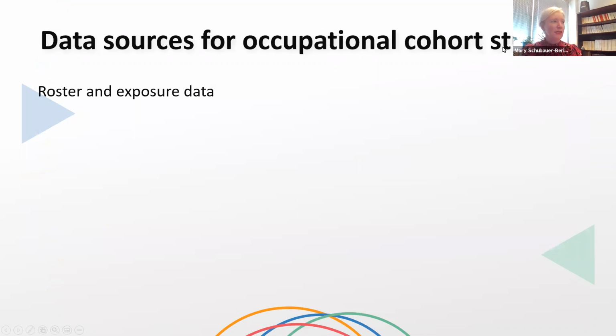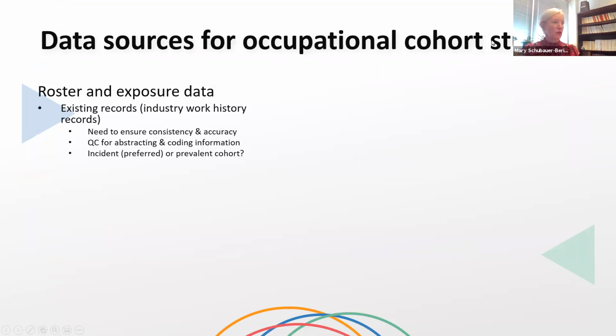All right, now turning to the more mundane, what are some data sources for occupational cohort studies? For both roster and exposure data, we may often rely on existing records. These could include industry work history records. Here, there's a need to ensure consistency, accuracy, and completeness of these records. Quality control measures must be employed for abstracting and coding the information. And in the example that I'll show for Beryllium, this was a huge issue because we had to go out to the factory and literally go into records and collect and abstract them. And you're often faced with difficult decisions about missing data and how to deal with it.